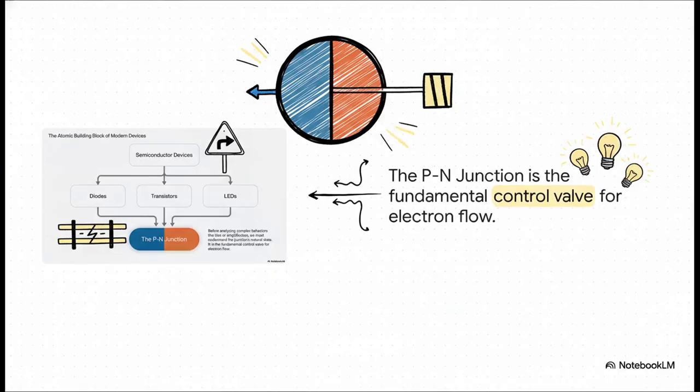If you look at any of the big players, diodes, which are like one-way streets for electricity, transistors, the little switches that make all computing possible, even LEDs that light up our world, well, at the very heart of every single one of them, you find this one thing, the p-n junction. It's the fundamental control valve. So before we can even begin to understand how our devices do what they do, we first have to understand this junction in its natural resting state.